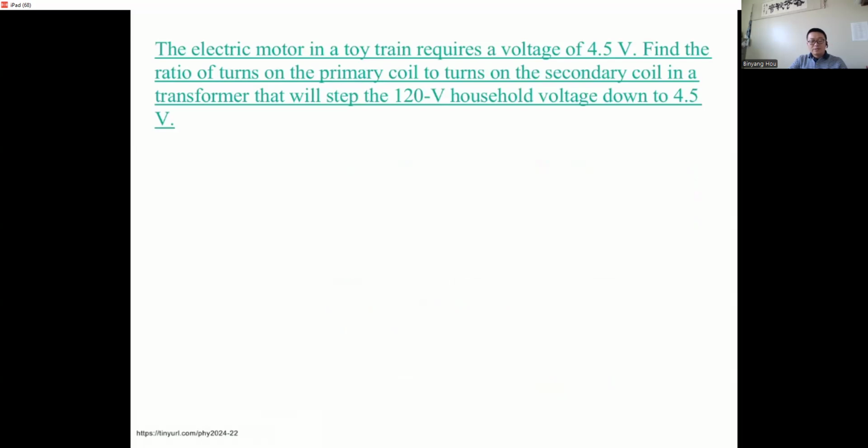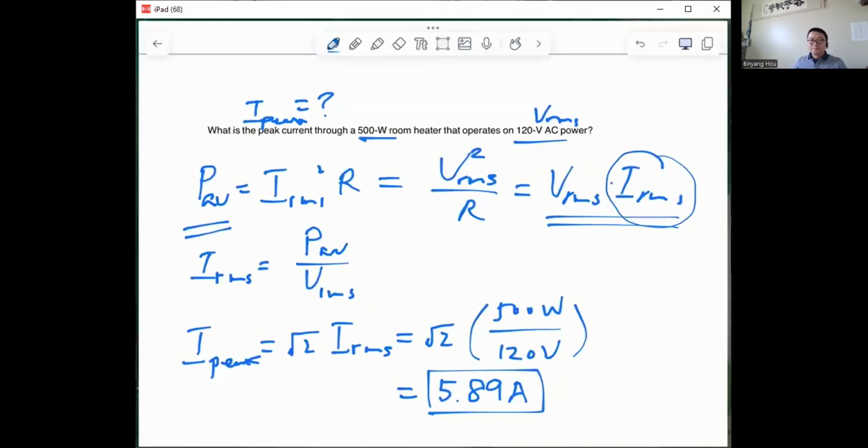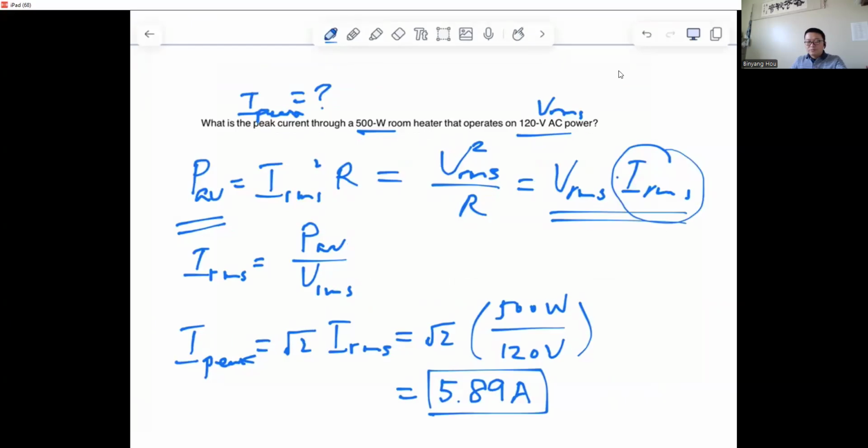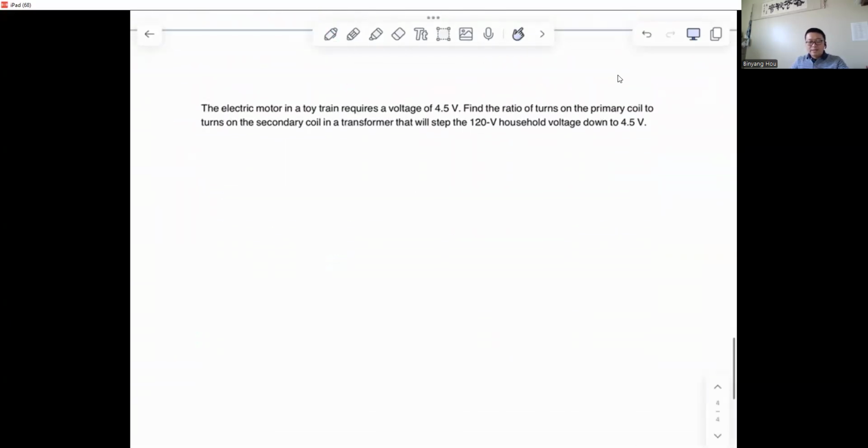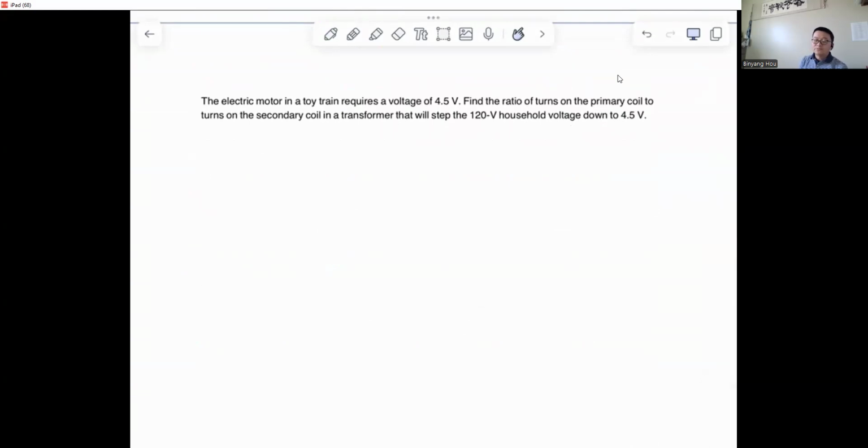All right, so let's take a look at this example here. It says the electric motor in the toy train requires a voltage of 4.5 volts. Find the ratio of turns on the primary coil to the secondary coil in the transformer that will step the 120 volts household voltage down to 4.5. Your laptop's adapter, your phone charger, or toy train charger, whatever, is actually made of a transformer in that case.